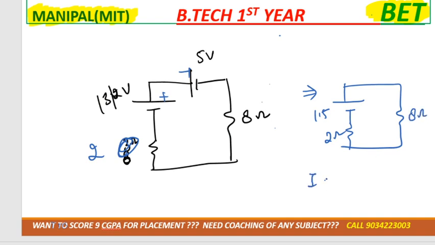Now we can finally apply Ohm's law, V by R. 1.5 divided by 2 plus 8, that would be 0.15 ampere. That is your final answer.